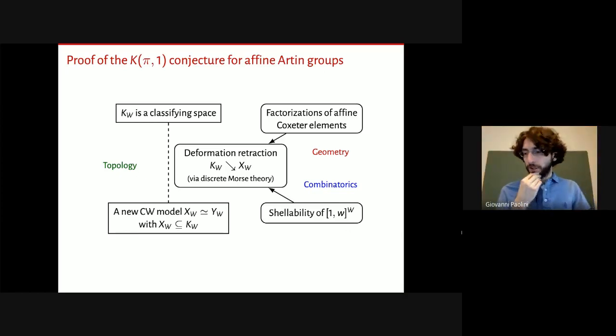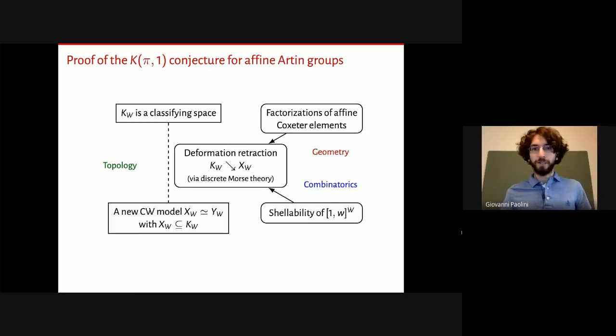Shellability of finite non-crossing partition lattices was proved in 2007. So this particular piece of our proof is by itself an interesting extension of a result that was known for finite Coxeter groups to the affine case.